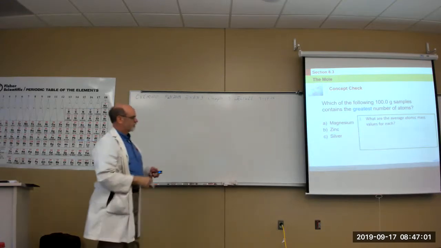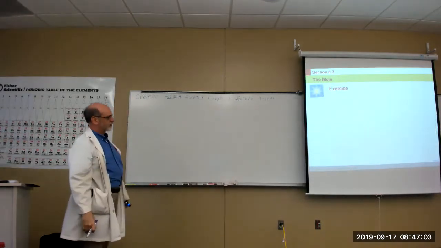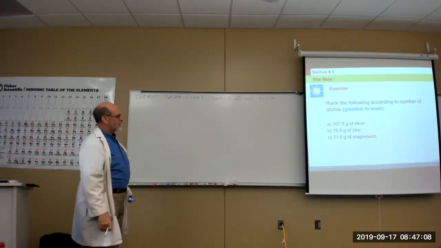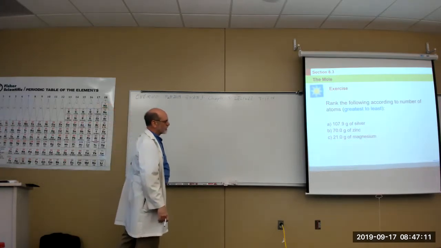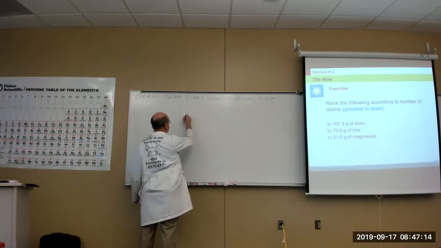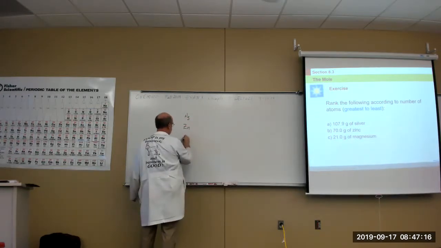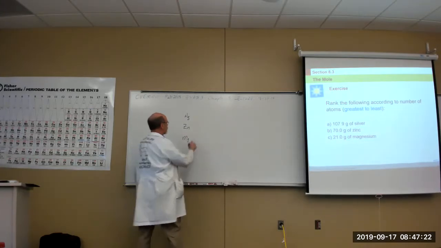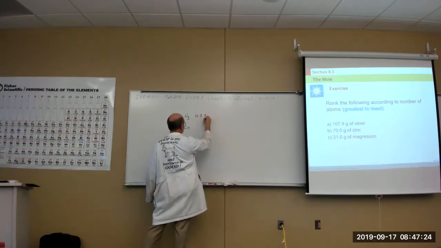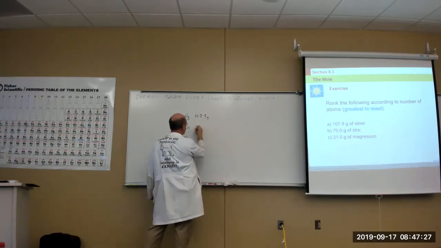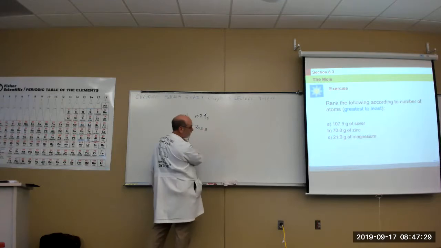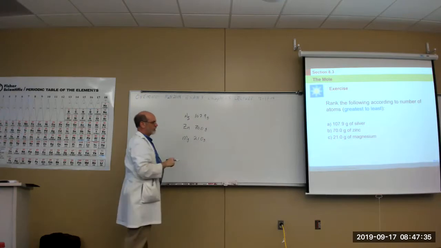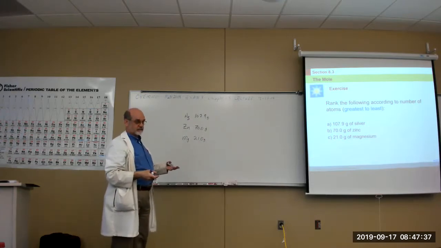All right, so those are the steps I went through to find the answer. Okay, let's say now we have silver, zinc, magnesium: 107.9 grams of silver, 70 grams of zinc, and 21 grams of magnesium. We just want to put them in order from greatest to least, right?